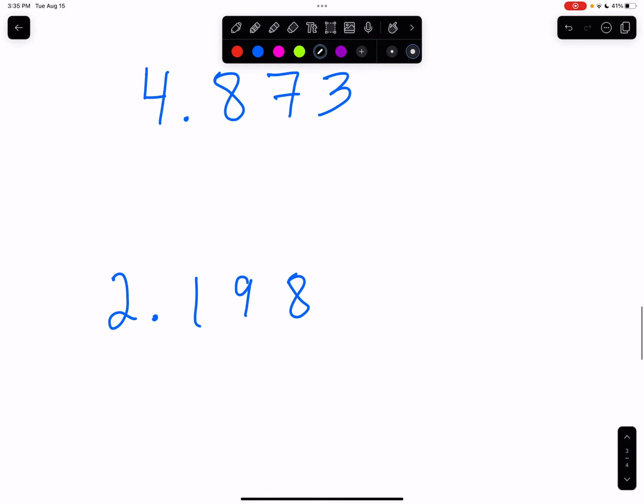So here's a couple examples. Let's say we wanted to know to the nearest whole number.